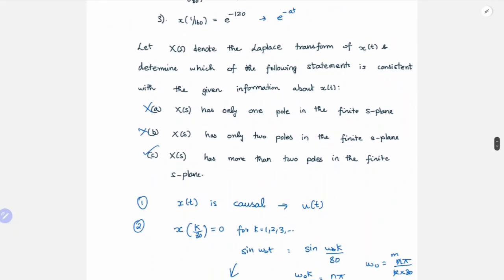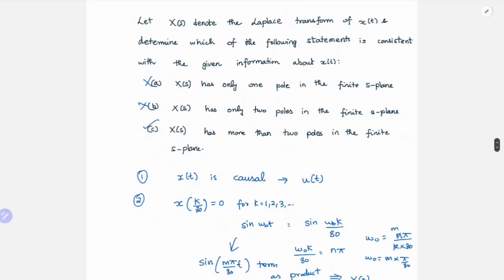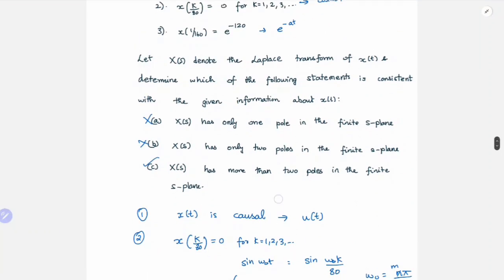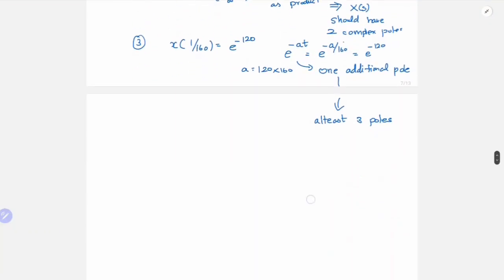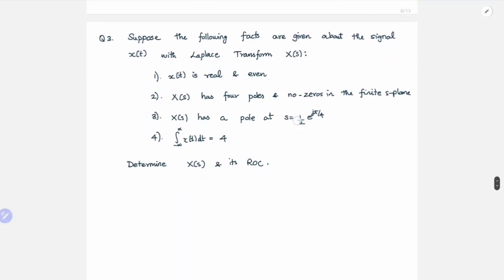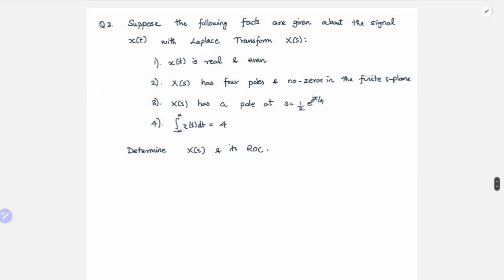You go step by step and try to determine what that given statement says about x of t or x of s. Okay. So let's move on to the third question. Again, this is based on statements. Suppose the following facts are given about the signal x of t with Laplace transform x of s.